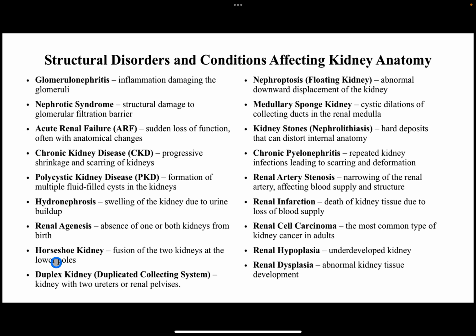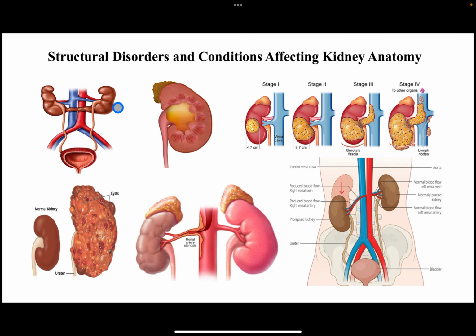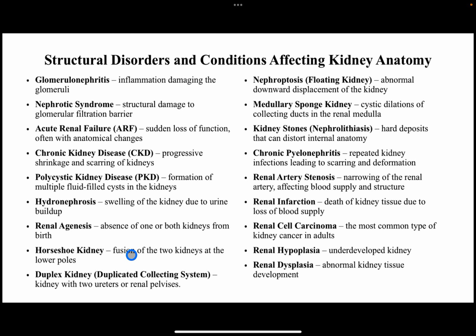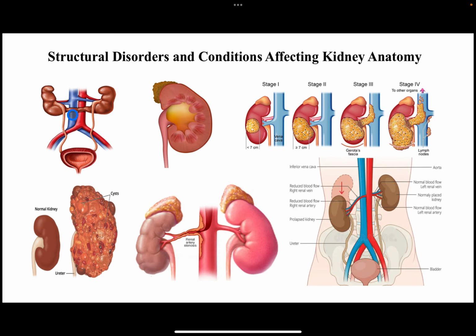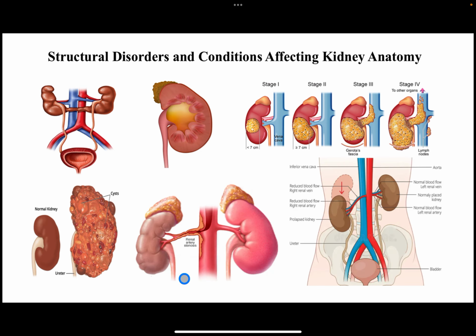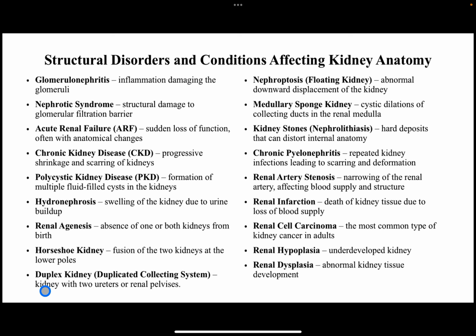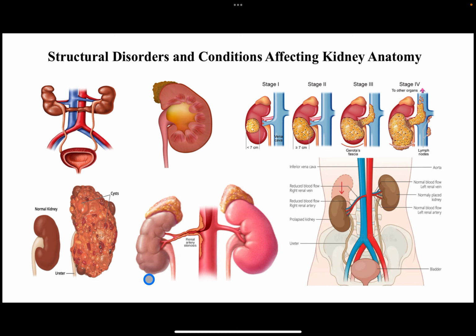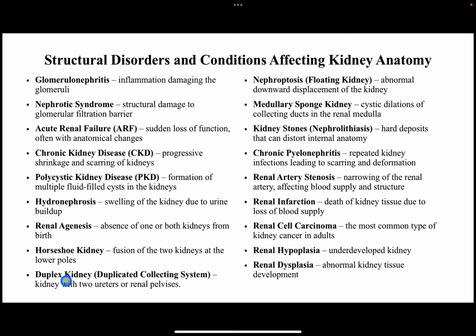Then we can have what we call the horseshoe kidney. At the poles of the kidney, you see that there is fusion of the two kidneys at the lower poles. This is what we call the horseshoe kidney. Then we have duplex kidney, whereby there is a duplicated collecting system. So the kidney has two ureters or two renal pelvis. Sometimes you can have a kidney with two ureters or a kidney with two renal pelvis. That is what we call the duplex kidney.